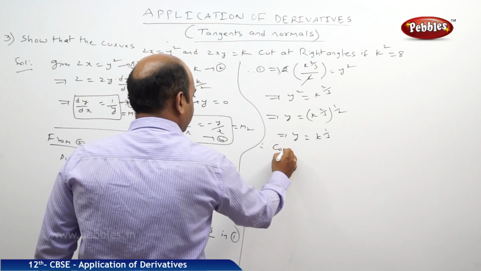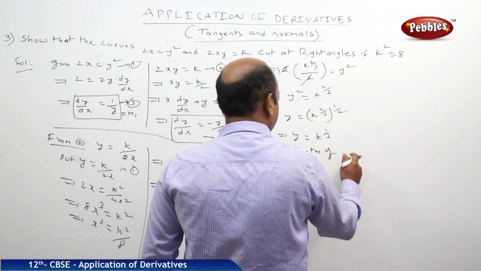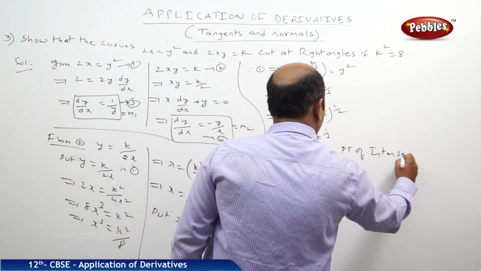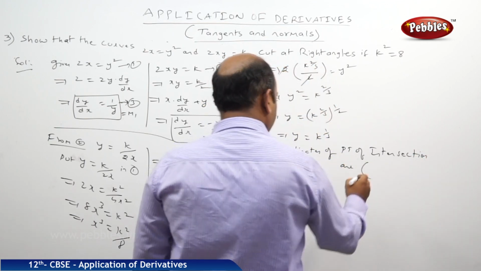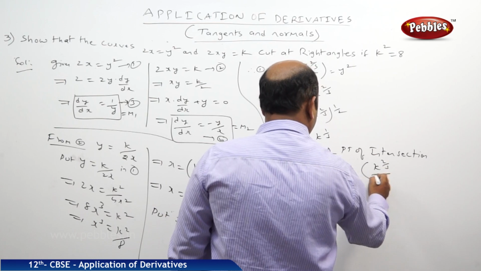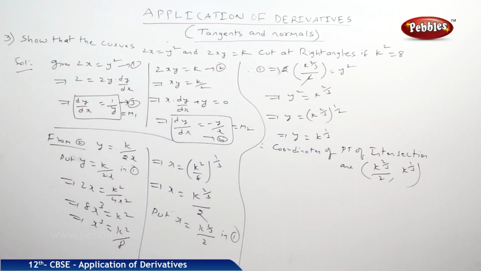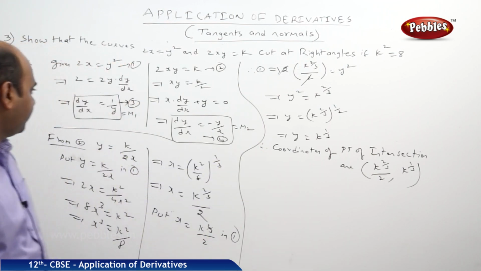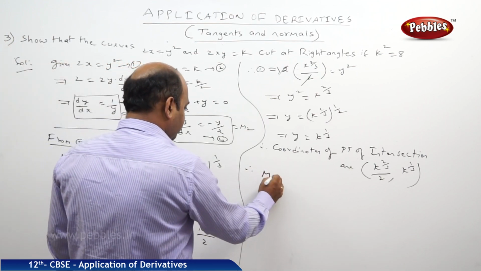Therefore, the coordinates of the point of intersection are k power 2 by 3 by 2 comma k power 1 by 3. So I got the point of intersection in terms of k as k power 2 by 3 by 2 comma k power 1 by 3. Therefore, I can find now m1.